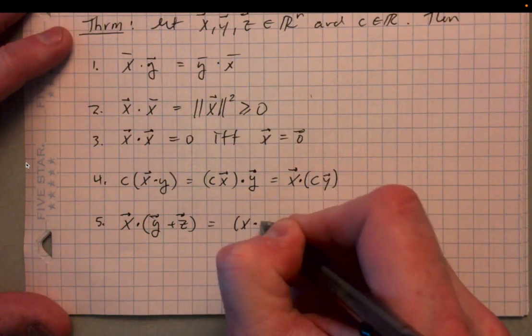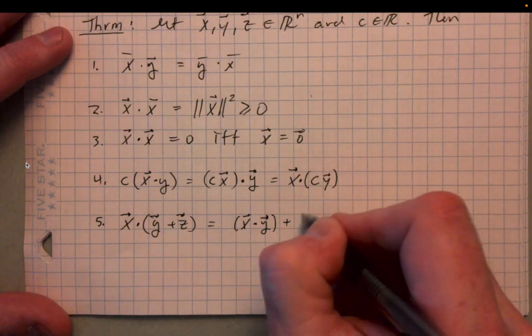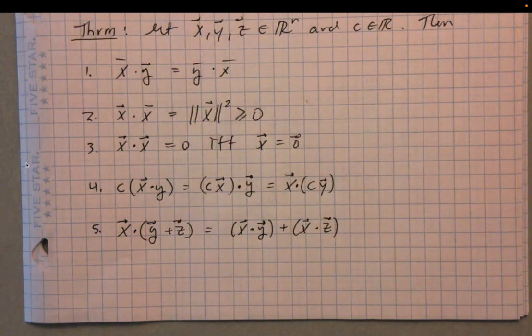Now it turns out you can use something like the distributive property here, right? So I can go x dot y plus x dot z. And so it works like the familiar distributive property that we're all used to.